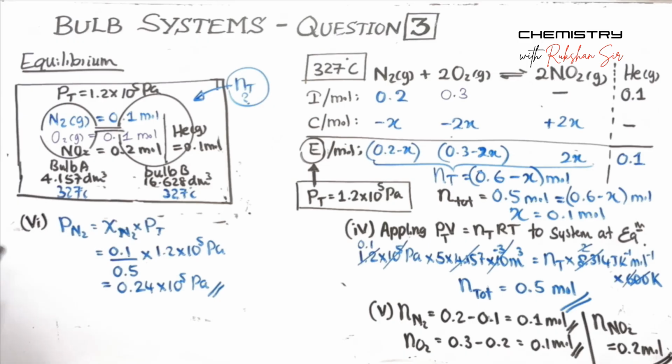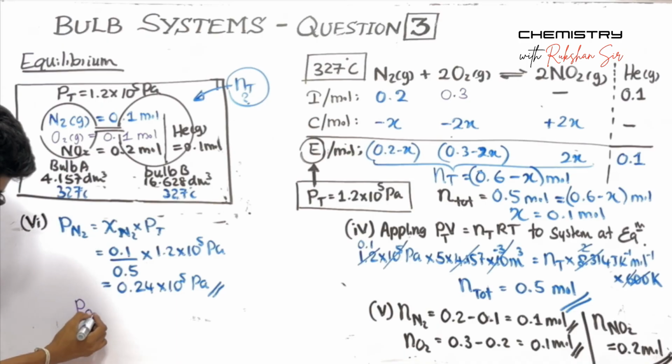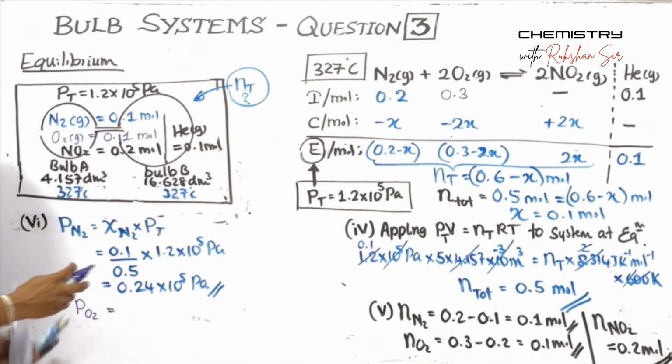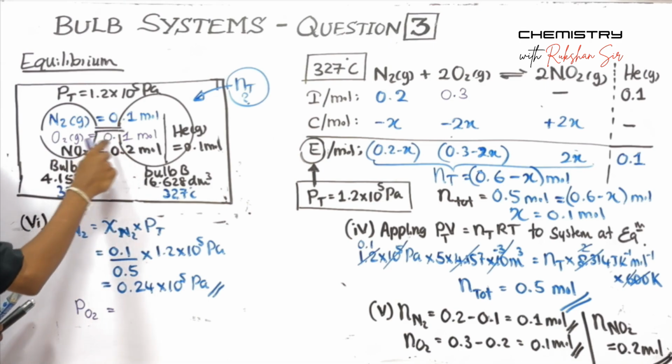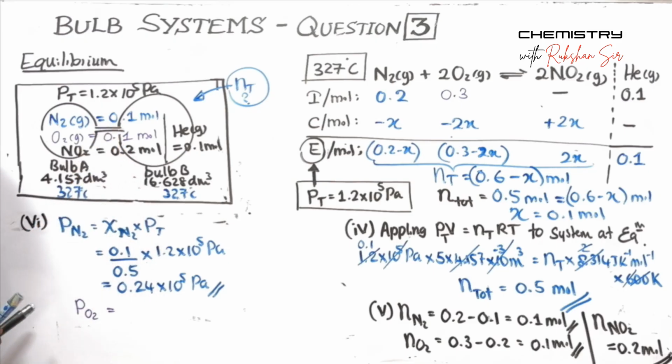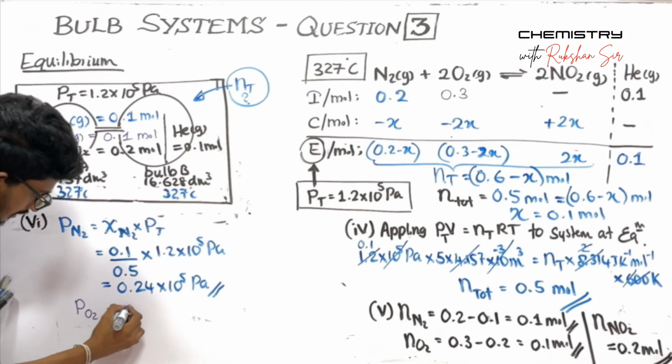So if you are regarding the partial pressure of O2 gas, it is the same as the partial pressure for N2 gas, right? Because the mole fraction is the same, the same number of moles appearing with the O2 as well as N2. The mole fraction is still 0.1 divided by 0.5. P total is the same, right? So the same number will appear as the partial pressure of O2 as well.